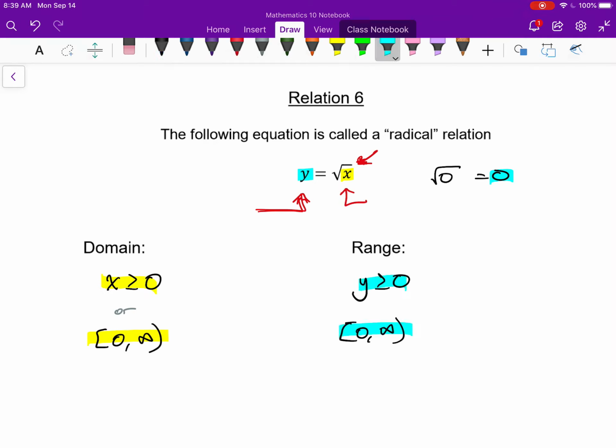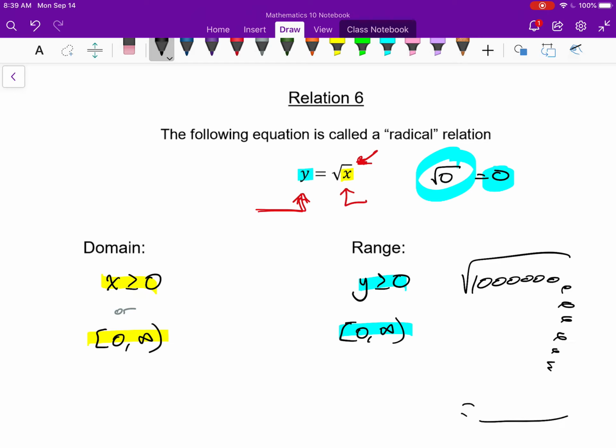Because again, 0 is the smallest number that can come out. 0 is the smallest number you can square root, and when you square root it, you get 0. After that, though, anything else can come out. If you find the square root of, I don't know, whatever this number is, a whole bunch of zeros, you're going to get some big number. Not as big as this, but still really, really big. And there's no limit to how big I can make this, so there's no limit to how big the square root can end up being. There's no cap on it.